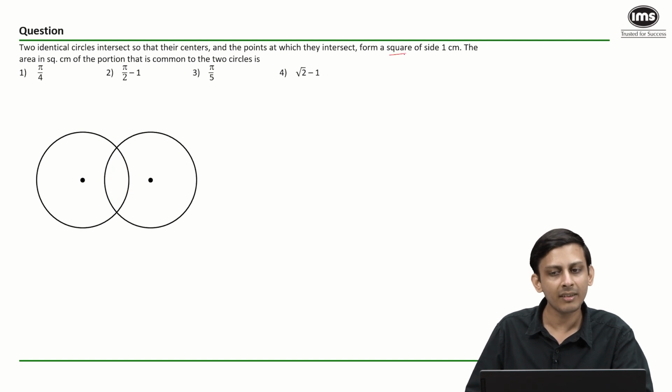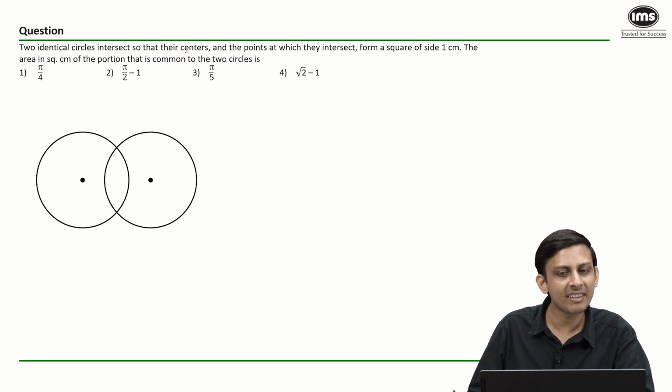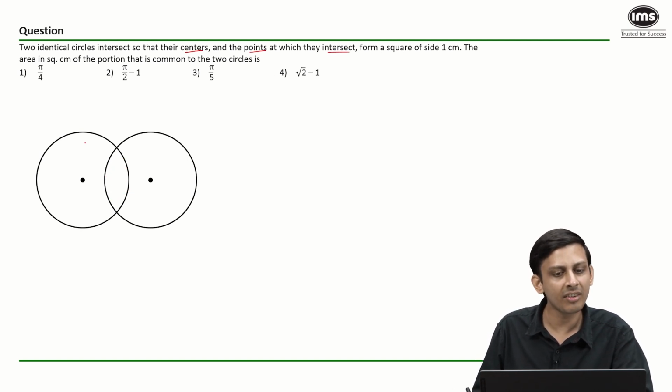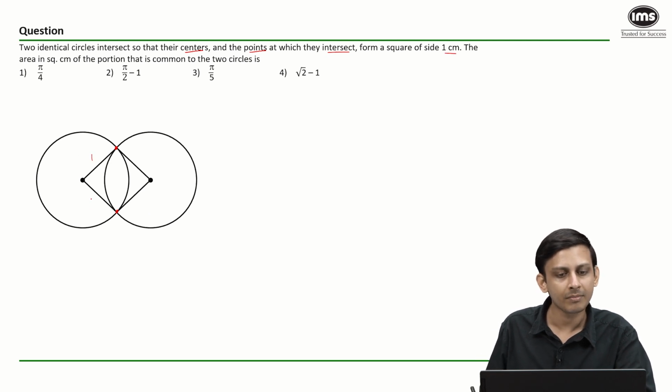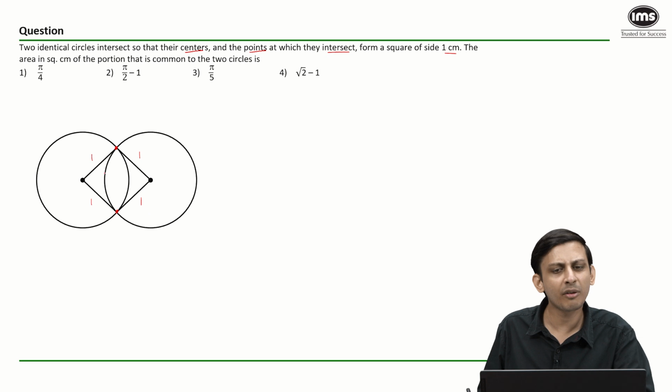And then we have a square. We are getting the square by connecting the centers and the points of intersection. Points of intersection are these 2 points. So by connecting these 4 points, we are getting a square. Now, the side of the square is 1. So all of these are 1. So we can see that the radius of the circles is also 1. From center to circumference, radius is also 1.